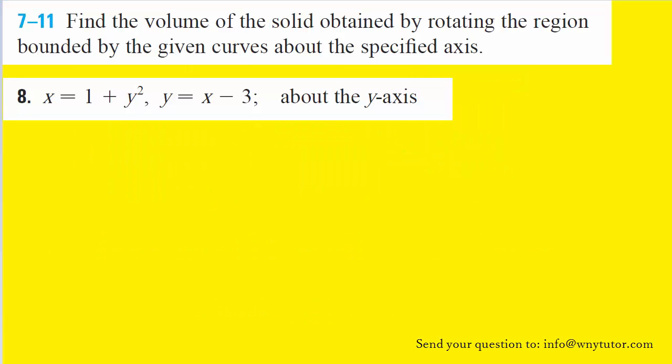Please pause the video and reread the question if you haven't done so already. Before we can find the volume of this solid, we're going to have to graph the two given equations. You may find it helpful when graphing the first equation to isolate y. When doing so, you're going to have to take the square root of x minus 1. We must remember that that includes both a plus or a minus.